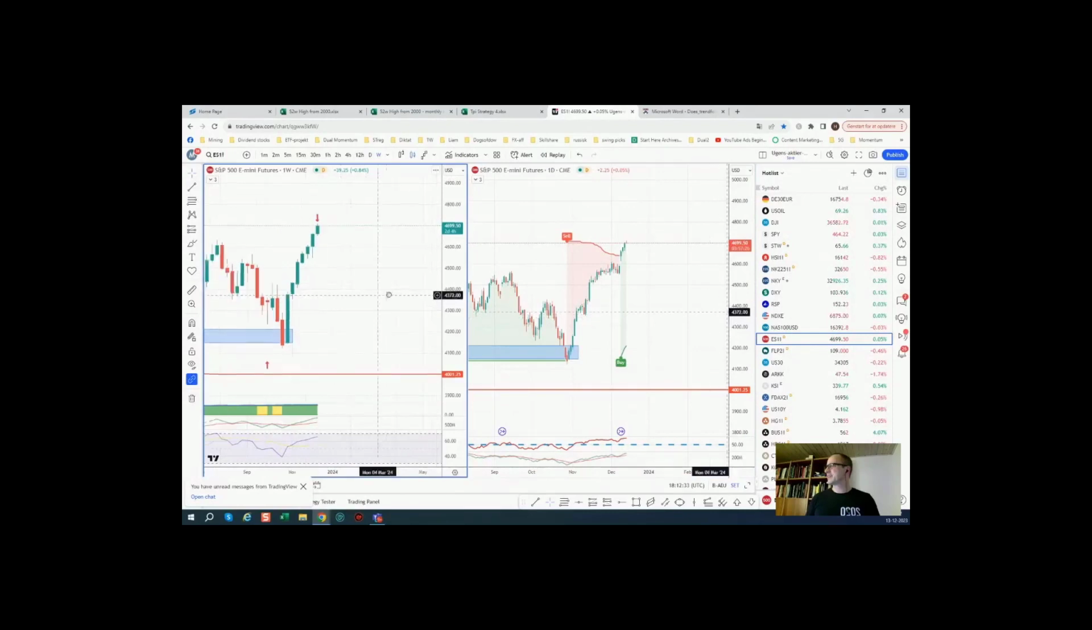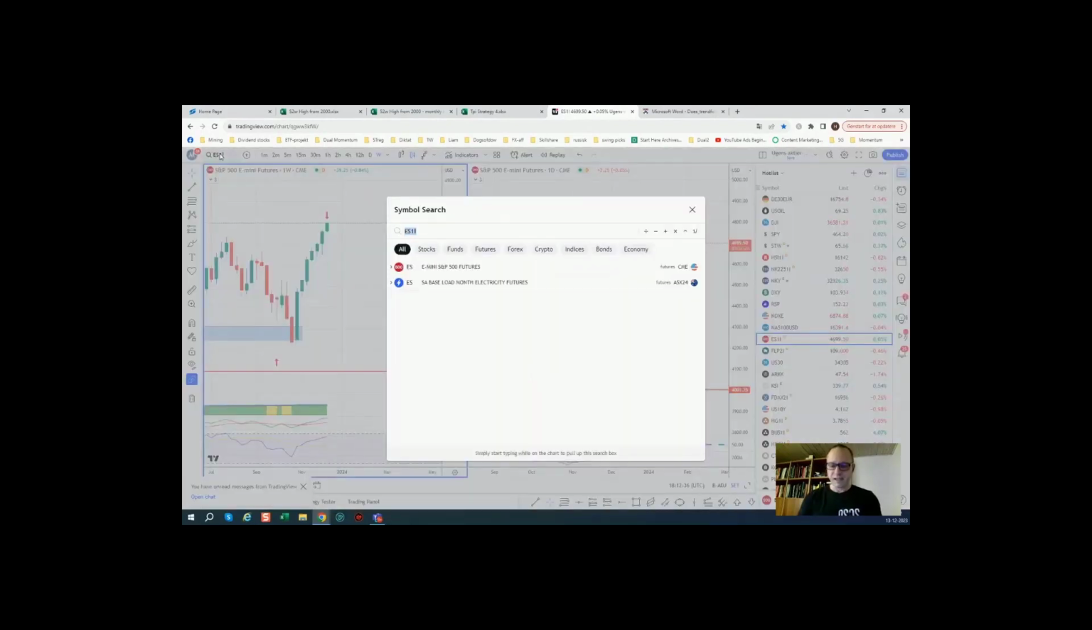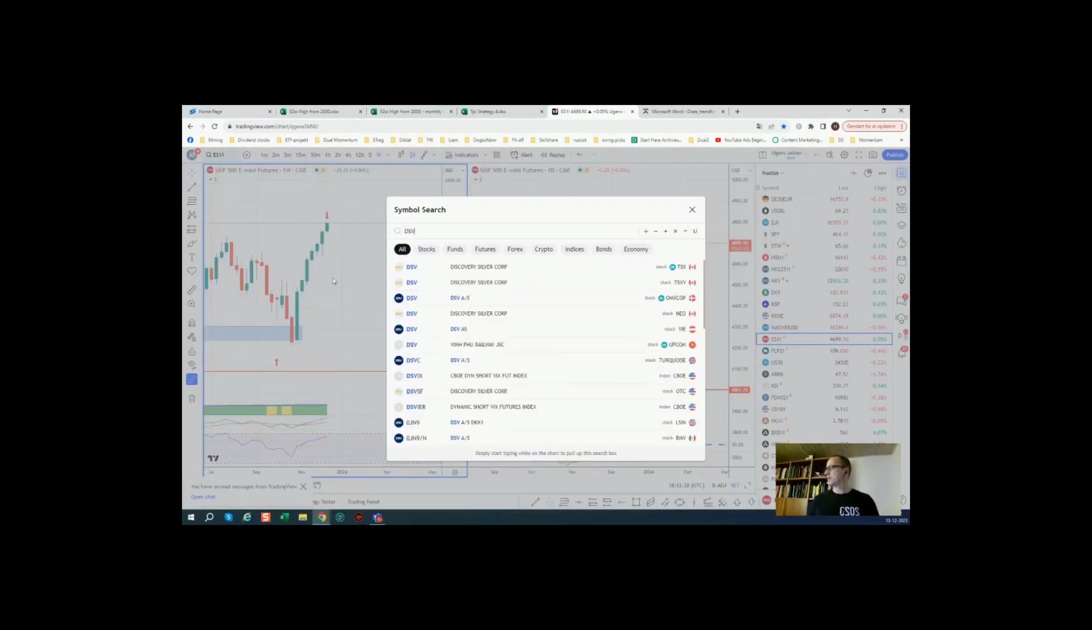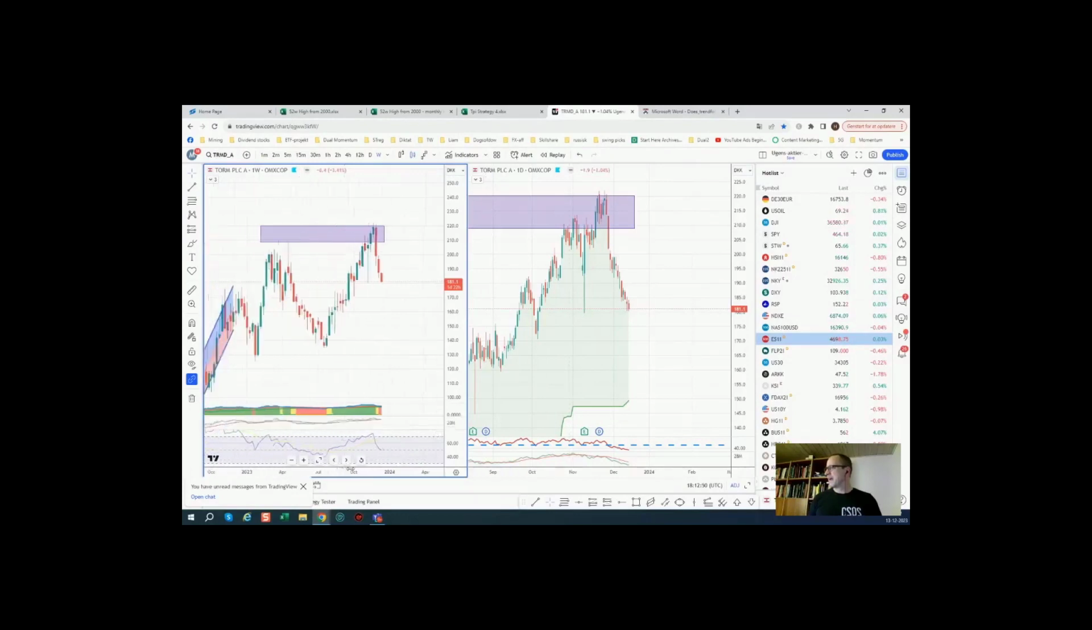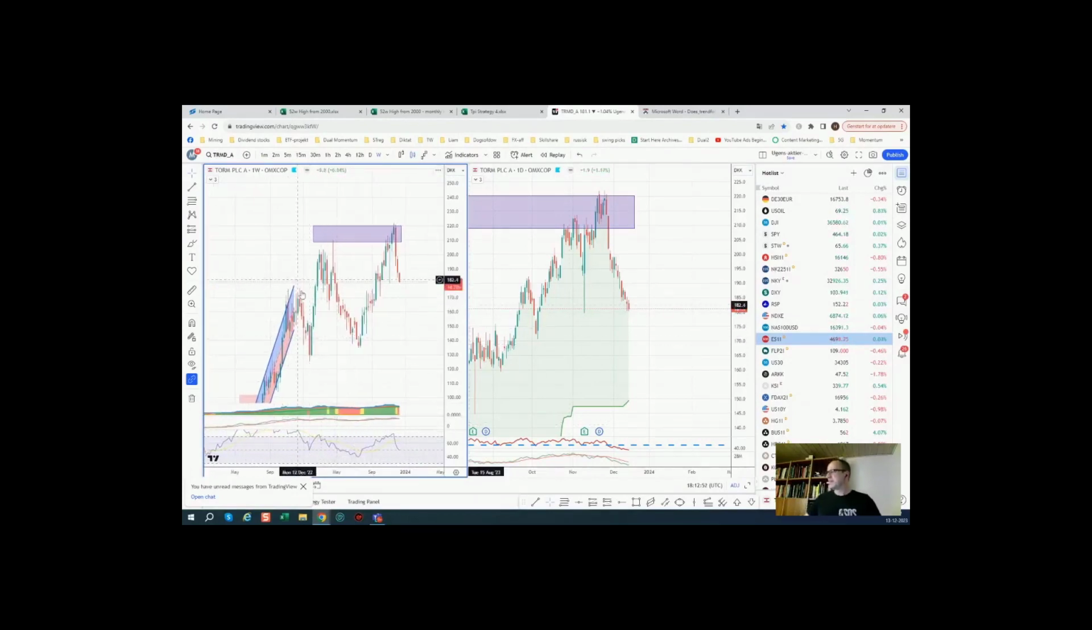Let's have a look at a Danish stock here. Let's take Torm. I think that is a decent example. It's a marine shipping company, and we can see here that it hit an all-time high here. We could have bought it here, could have taken a drawdown. We could have bought it again here, and now we would be in a drawdown again.